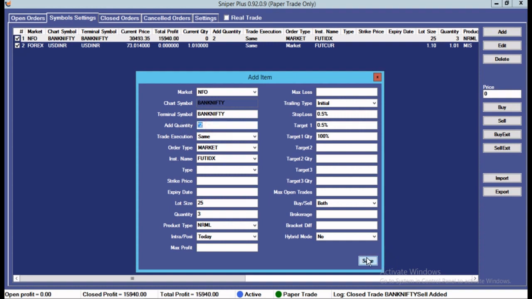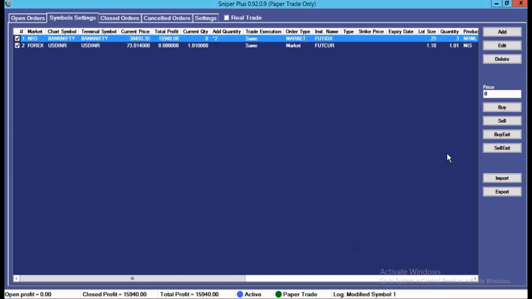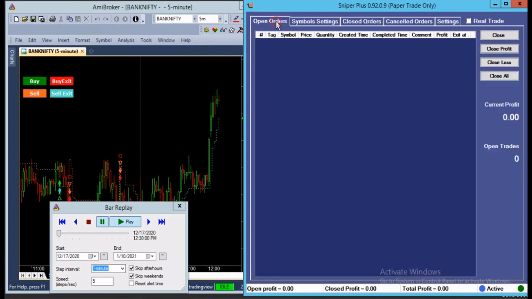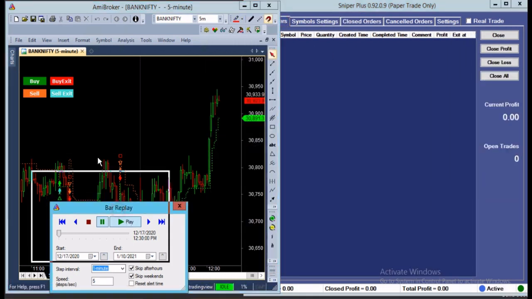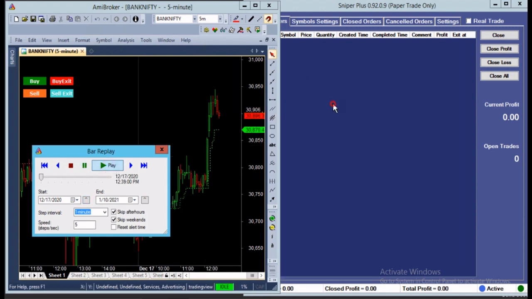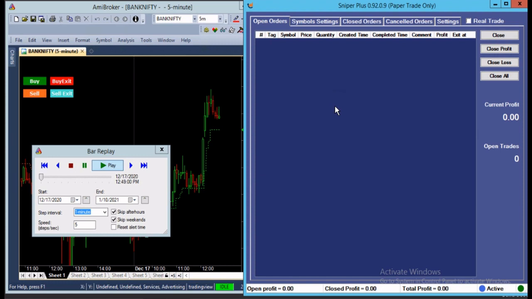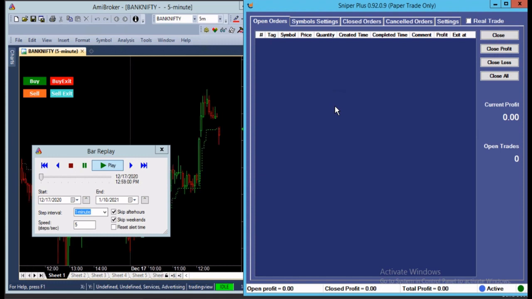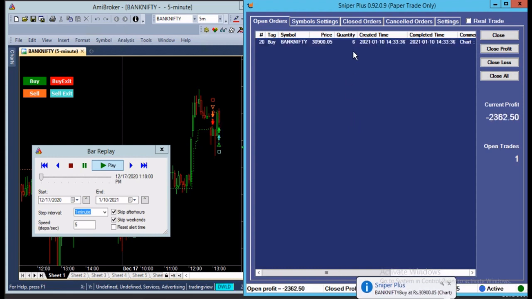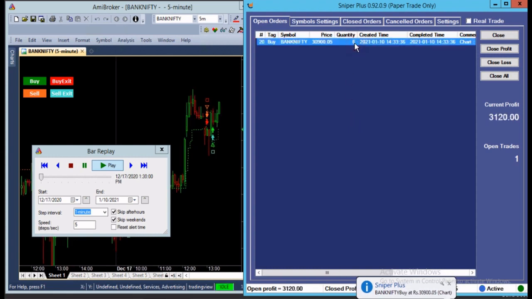Okay, now let's see with an example. So first we need to clear all the trades which we have opened. So I have closed everything and come to the chart and bar replay. Let's see what will happen. In the first trade we took 3 quantity and the second trade we took 6 quantity.